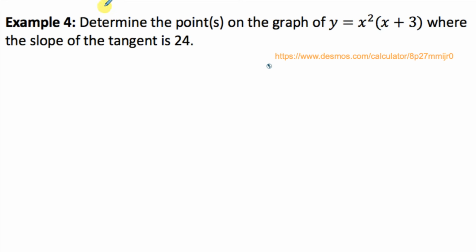Last example, example 4. Determine the point, or points, on the graph of y equals x squared times x plus 3, where the slope of the tangent is 24. So this time it tells us the slope of the tangent, and it says, hey, where on the original function is the slope of the tangent 24? Let's look at this in Desmos so you understand, and then we'll go back and do it algebraically.